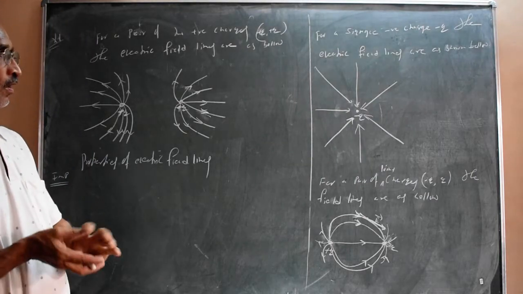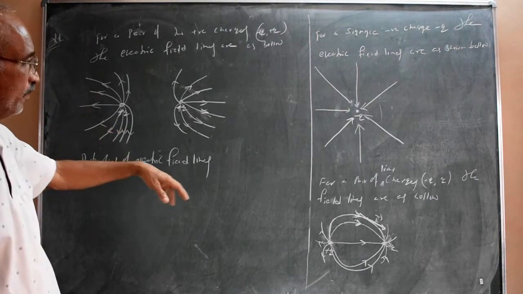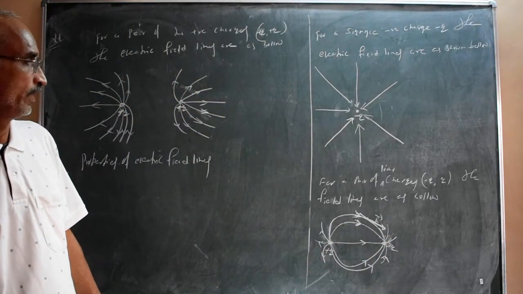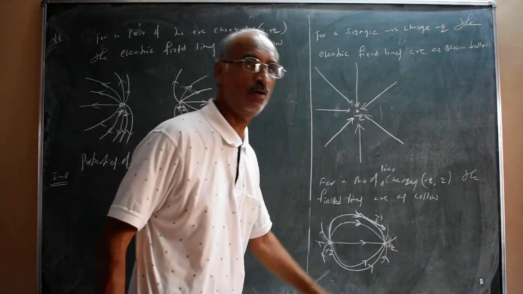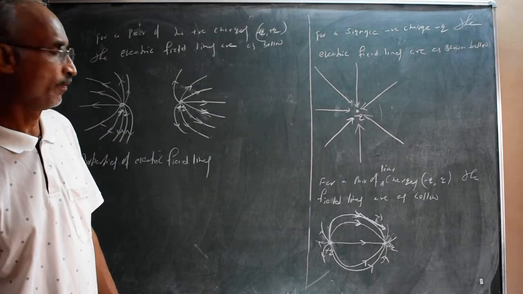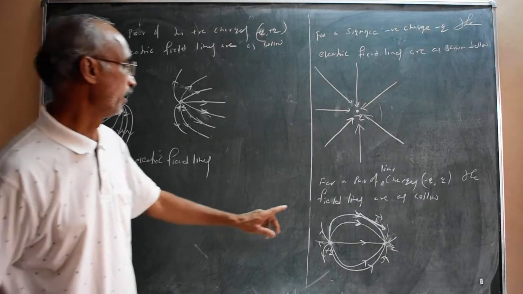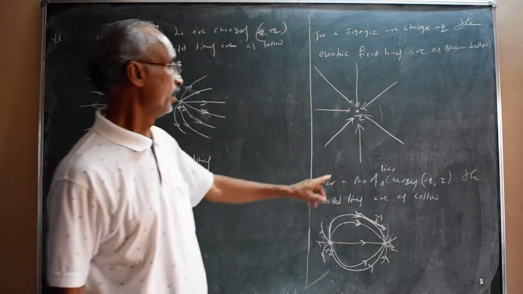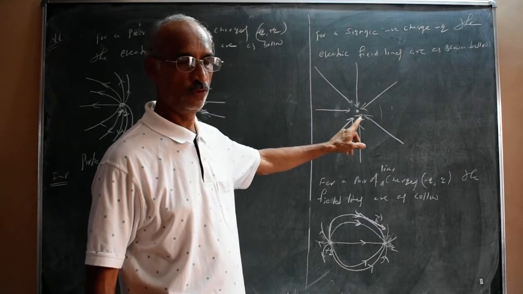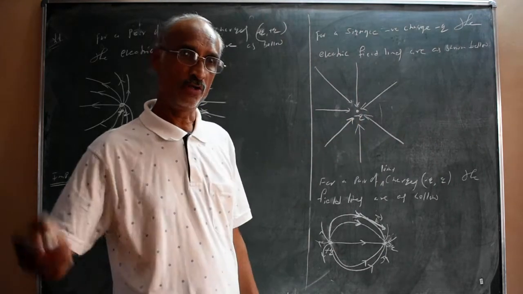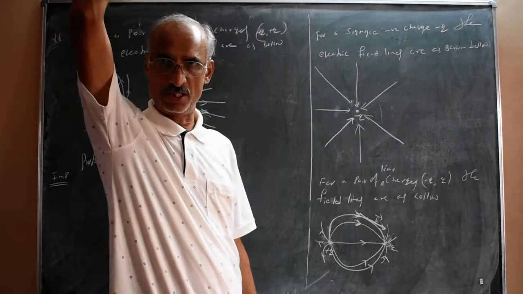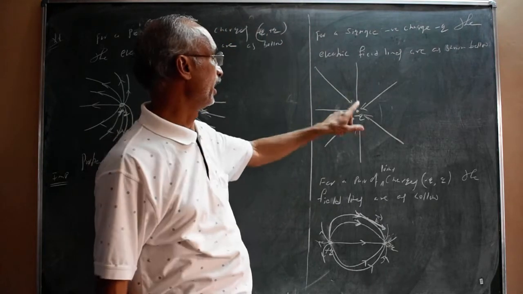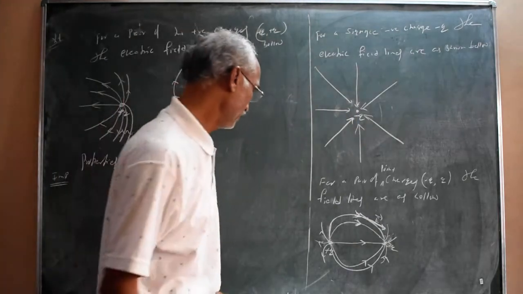First one, the field lines originate from plus q and terminate at minus q. For a pair of two charges, plus q and minus q, they originate at plus q and terminate at minus q. For a single positive charge plus q, it originates at the charge and terminates at infinity. For a single negative charge minus q, it originates at infinity and terminates at the charge. Okay. So that is one property.